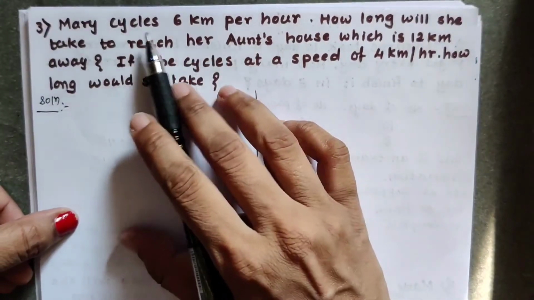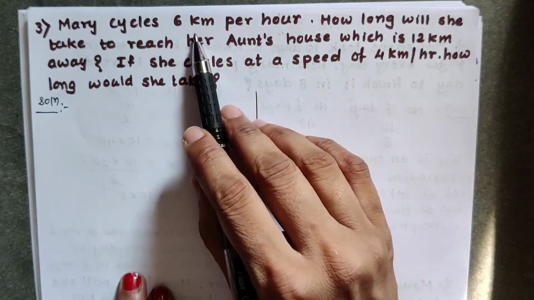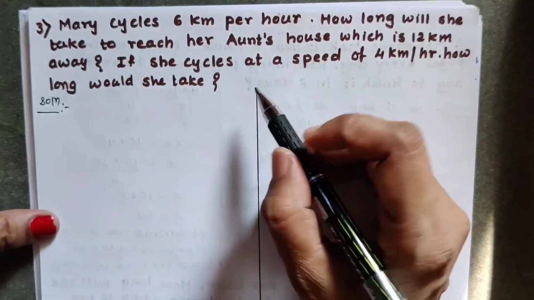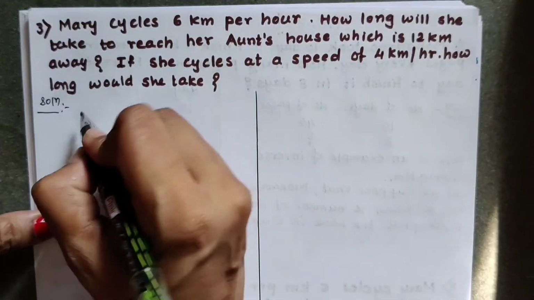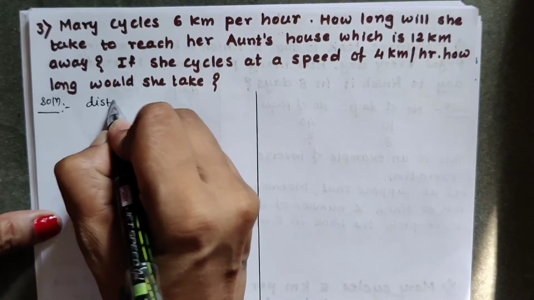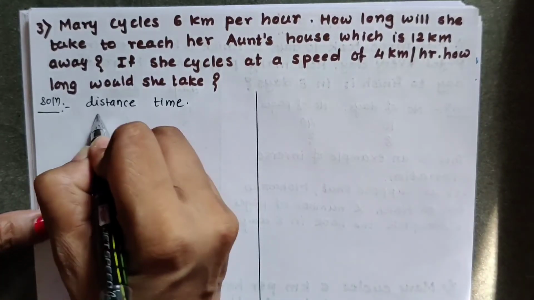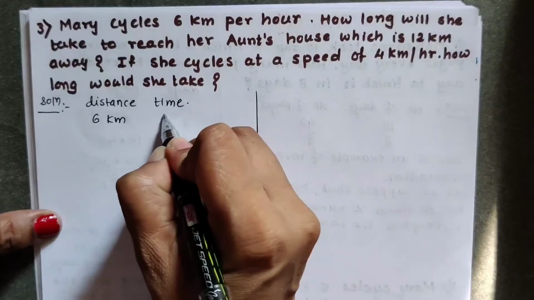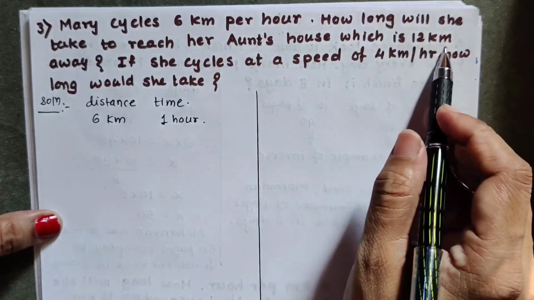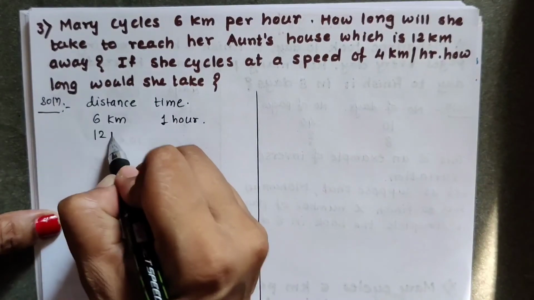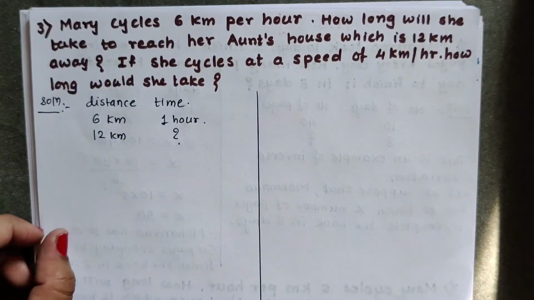First, what is given? Mary cycles 6 km per hour. That means in 1 hour she can cycle 6 km. Her speed of cycle is 6 km per hour. So we write the distance and time. So 6 km distance she covers in 1 hour. Her aunt's house is at 12 km. So 12 km distance she covers in how much time, that we have to find out.